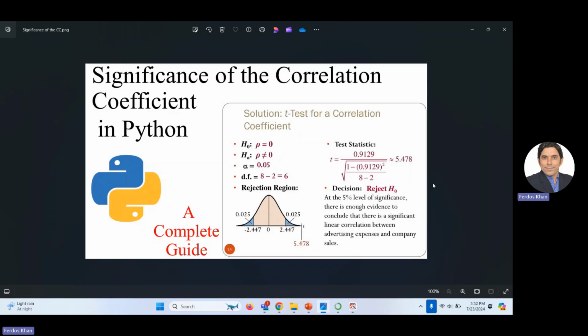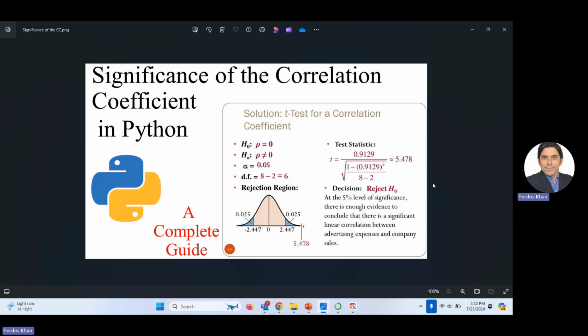Guys, in this video, I would like to explain about testing the significance of the correlation coefficient in Python. And you know that we have done multiple videos about the correlation analysis, correlation coefficient theoretically, as well as some videos in Python on how we can calculate the correlation coefficient. Specifically, we have not done a video on how we can test the significance.